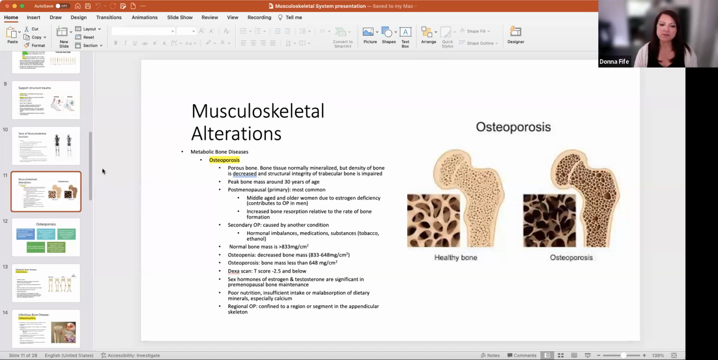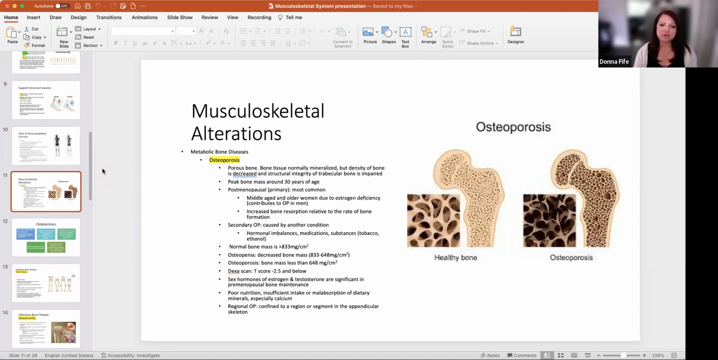Normal bone mass is greater than 833 milligrams per centimeter squared. The patient is considered to have osteopenia when there's decreased bone mass between 833 and 648. Osteoporosis is when the bone mass is less than 648 milligrams per centimeter squared. A DEXA scan can be done, and a T-score of -2.5 and below is indicative of osteoporosis.